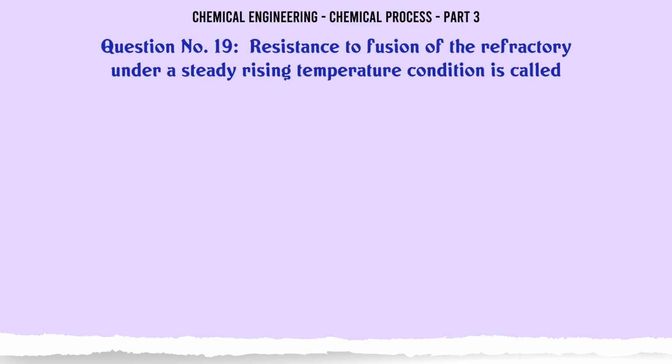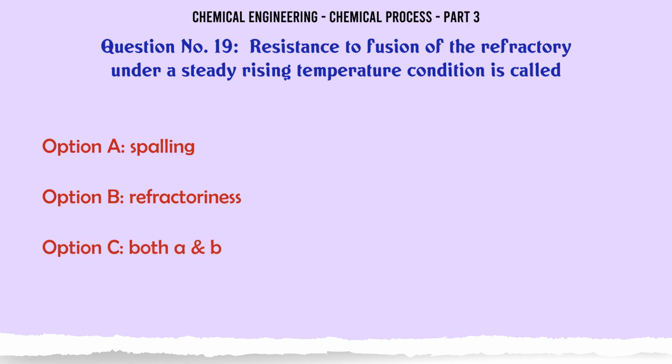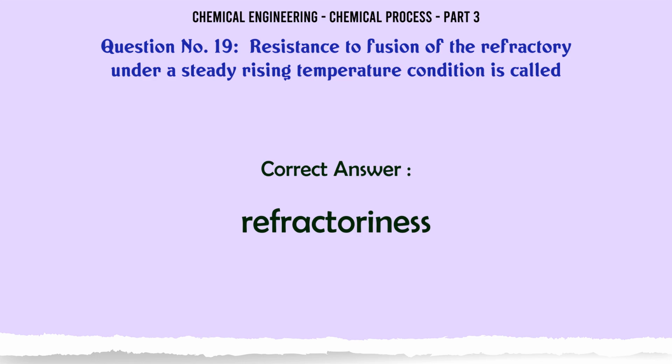Resistance to fusion of the refractory under a steady rising temperature condition is called: A. Spalling, B. Refractoriness, C. Both A and B, D. Neither A nor B. The correct answer is refractoriness.